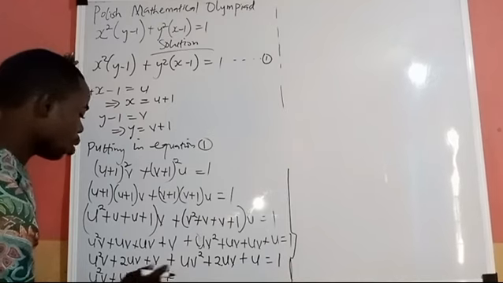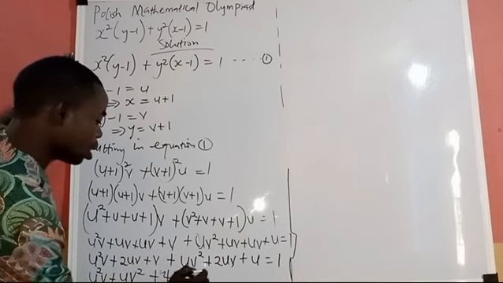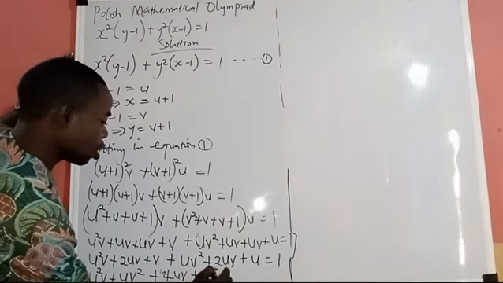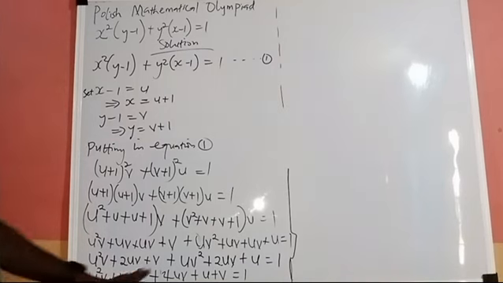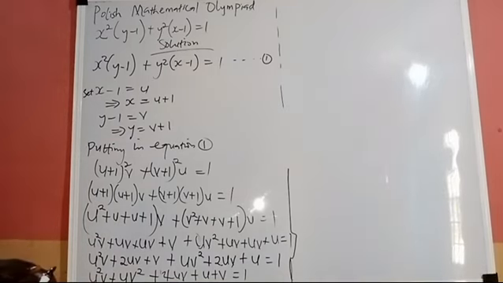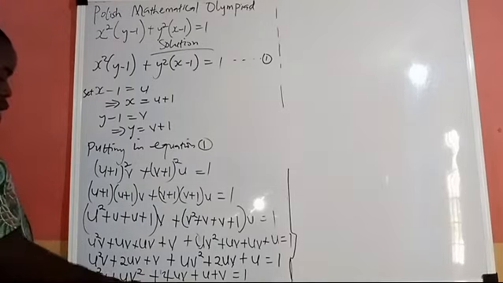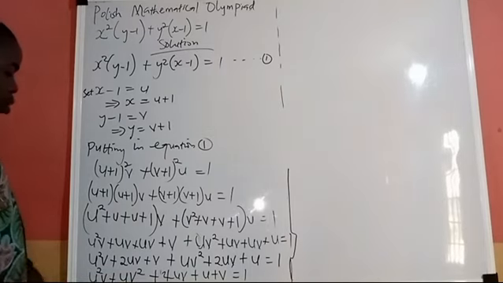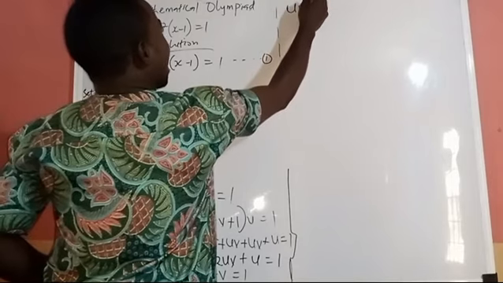This is 4uv plus, and then I will write the other one, u plus v, and it's equal to 1. Okay, now what do we do again? We just collect, or rather we just factorize right here. You can see that uv is common here and it's also common here. So we factorize uv out.